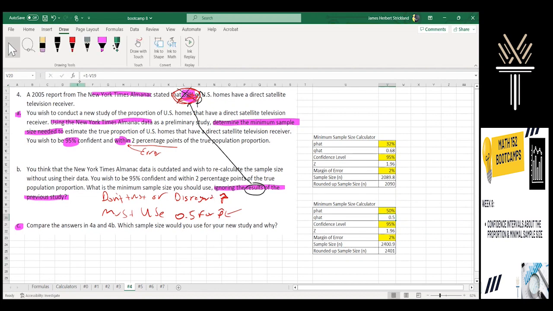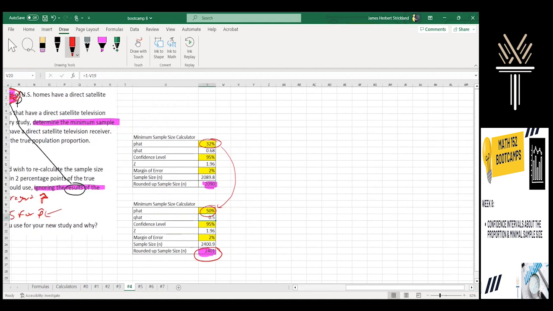Well, notice what happens though. It went from 2090 to 2401. So by changing this percent from a known value to the 50%, it actually increased how many people we need to talk to. If you think about it from a practical standpoint, that should make sense. If you don't know anything about the situation, because we're not trusting that results, we're not trusting historical data, we should get more of a sample in order to be really, really sure what's going on. But there's also an algebra way of thinking about this.